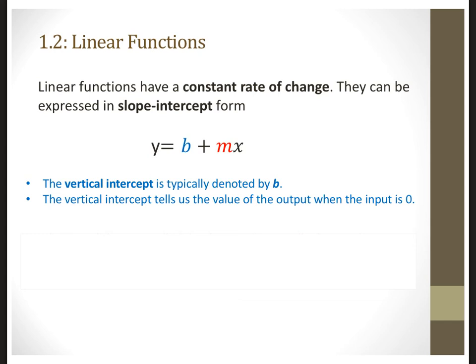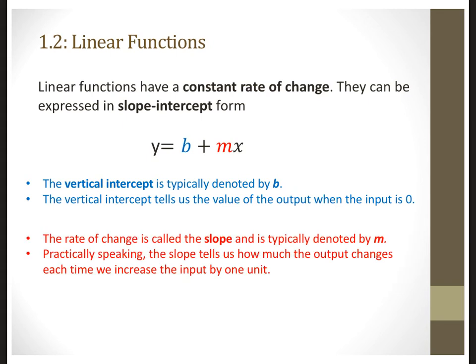And the second parameter is the slope m, and we can find the slope by calculating the change in the output divided by the change in the input. And in general, the practical interpretation of that is it's going to tell us how much the output is going to change each time we increase the input by 1 unit. So this slide here is really the main summary of this section in 1.2. So let's take a look at another example before I head you off to try taking a quiz before we come to class.